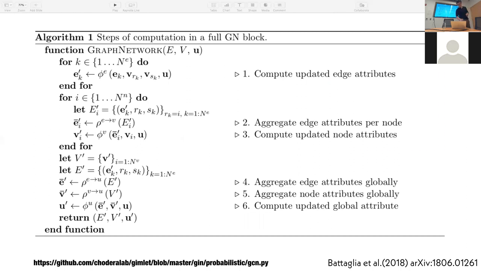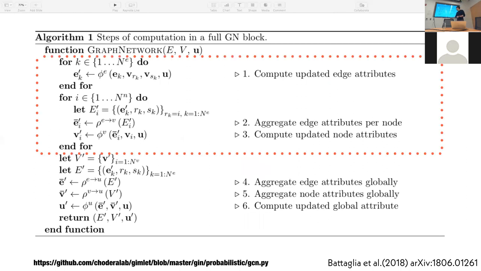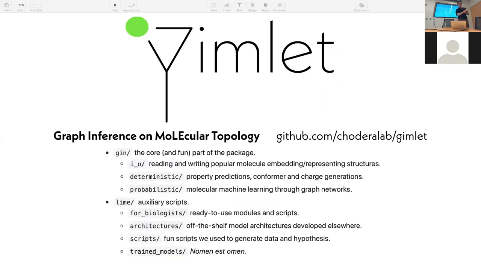And we have an implementation of this in this link. So speaking of the package, just one minute.